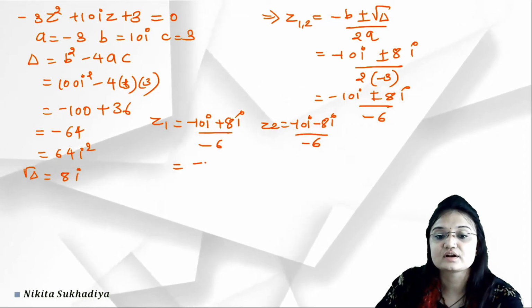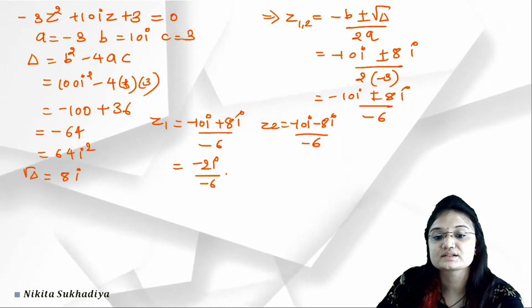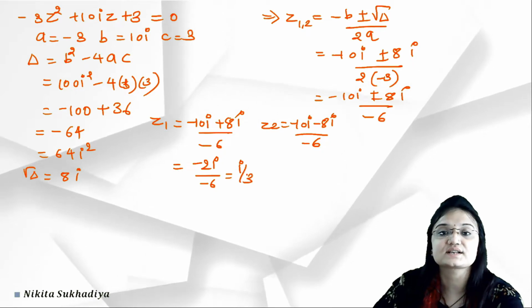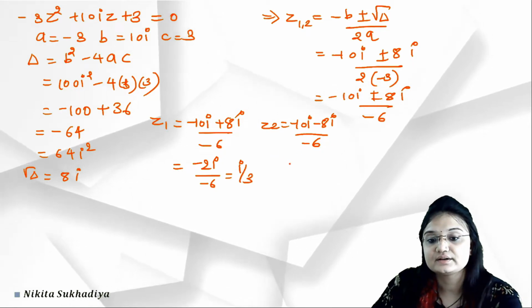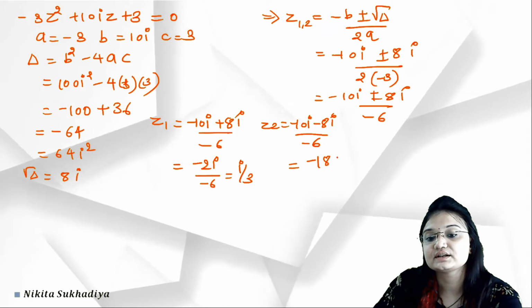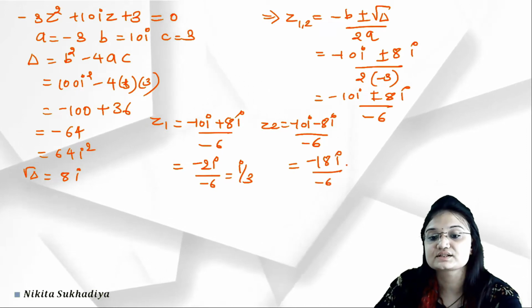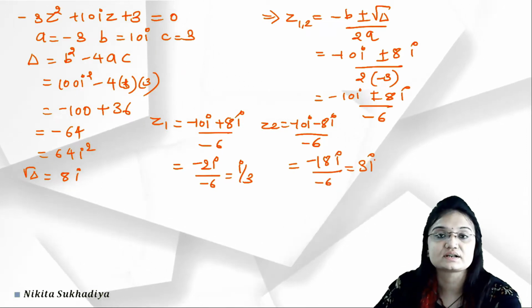Okay, so this will become minus 2i upon minus 6. So this is plus i by 3. And here we have minus 18i by minus 6. So this will become plus 3i.